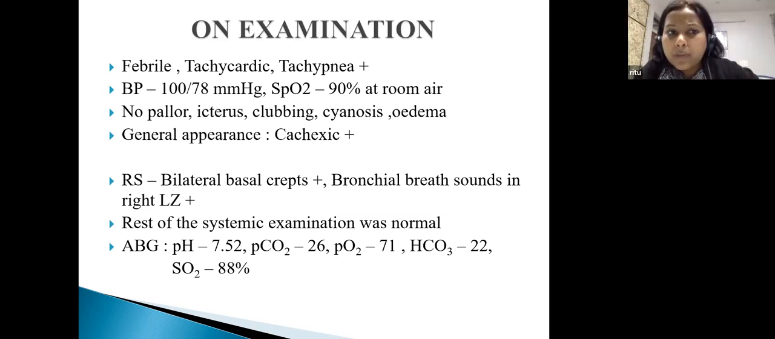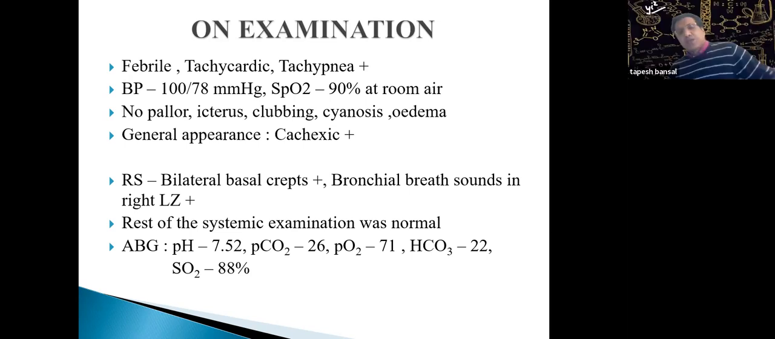Acute hyperventilation would be there because he's febrile also right now. Probably at the time of ABG, he was febrile and having high grade fever. So yes, that will also contribute to it. Now moving on to the blood pressure.